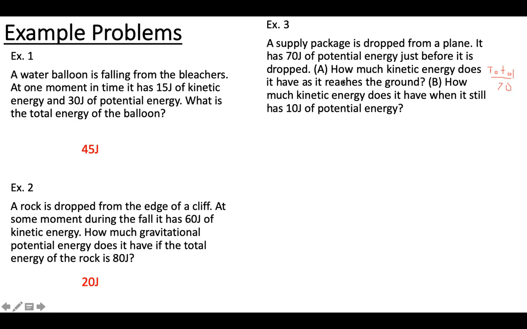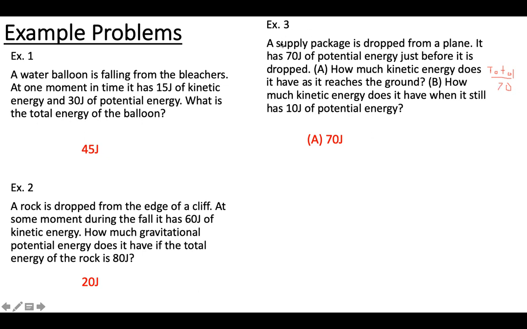And if you don't believe me, go back to the last slide and watch the skater at the bottom. The kinetic and the total are the same. And when he's at the top, the potential and the total are the same. So if we're at the bottom, we're at the ground, kinetic and total are the same. So what's the answer to part A? It's 70. Okay, so 70 is our total.